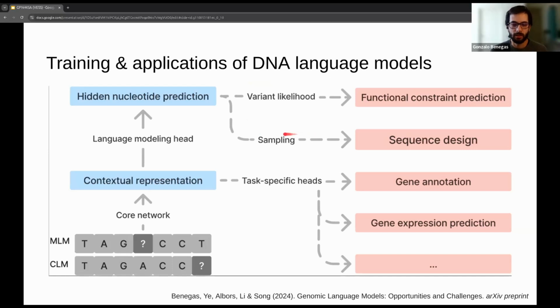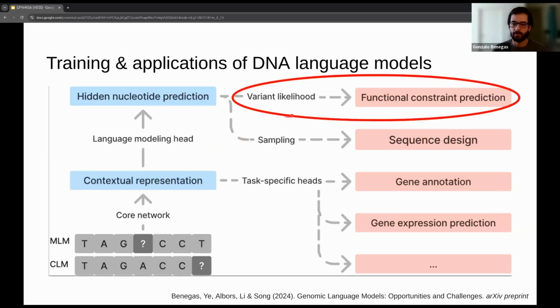And also, you can use the representation of the sequence before the actual probabilities. This is called an embedding or latent representation, and it can be adapted for different tasks using additional data. If you have gene annotation data or gene expression data, you can do fine-tuning, for example, and leverage all the patterns that have already been learned by the network in the language modeling task. I will focus again on using the variant likelihood for variant effect prediction, in particular, predicting functional constraints.